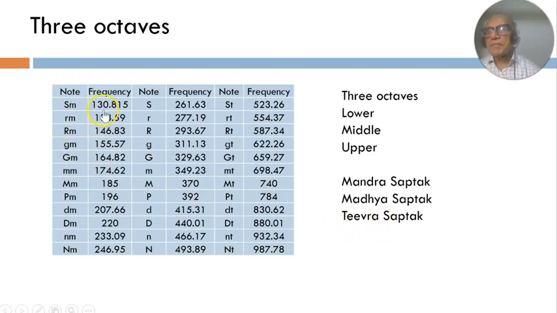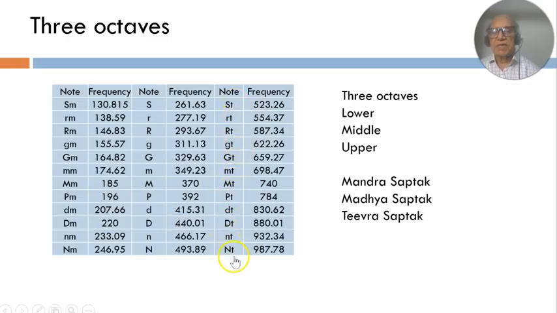Now in order to distinguish the various octaves, I have given a suffix here. So this is shadaj from mandra saptak, this is komal rishabh from mandra saptak. Everywhere I have used m. Where I have not used any suffix, it means it's a middle octave, and where I have used T, it means tar saptak.